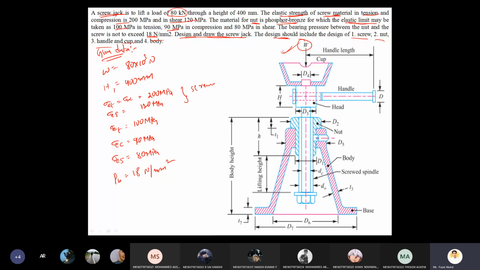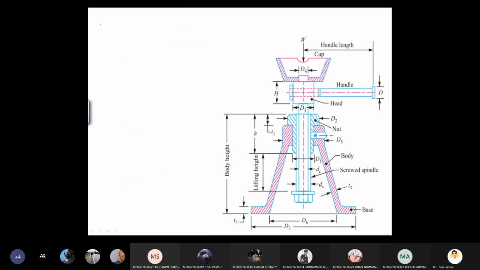So the first one, design for the screw, for the spindle. In the design procedure, the first point we calculated was the core diameter. We did this one first.